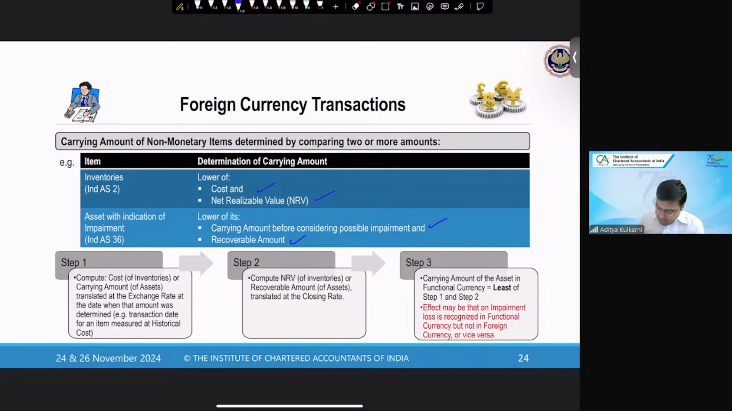Compute the cost of inventories or carrying amount of assets translated at the exchange rate at the date when that amount was determined, for example, the transaction date for an item measured at historical cost. Then you compute the NRV or recoverable amount of assets translated at the closing rate. Carrying amount of the asset will be the least of step 1 and step 2. ये समझ में नहीं आया होगा.